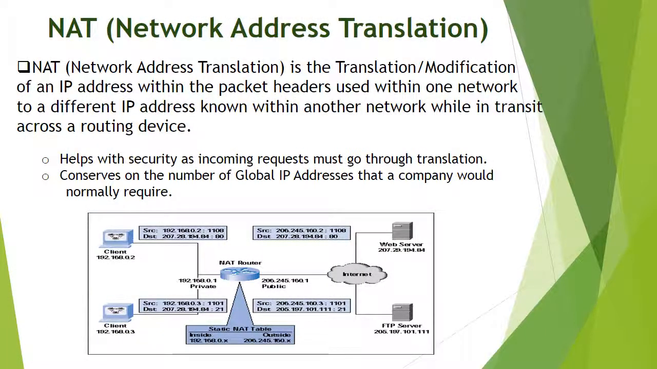We now come to NAT, Network Address Translation. NAT is a translation and or modification of an IP address within the packet headers used within one network to a different IP address known within another network while in transit across a routing device. This is used to, first of all, help with security as incoming requests must go through this translation, and also concerns the number of global IP addresses that a company would normally require.